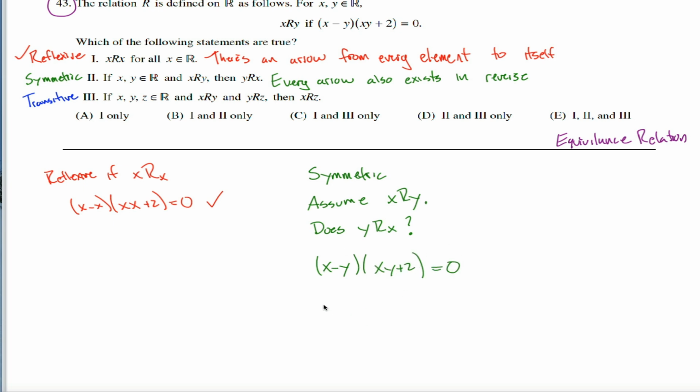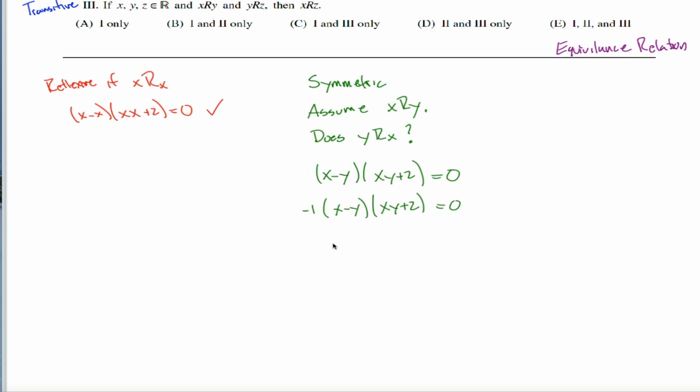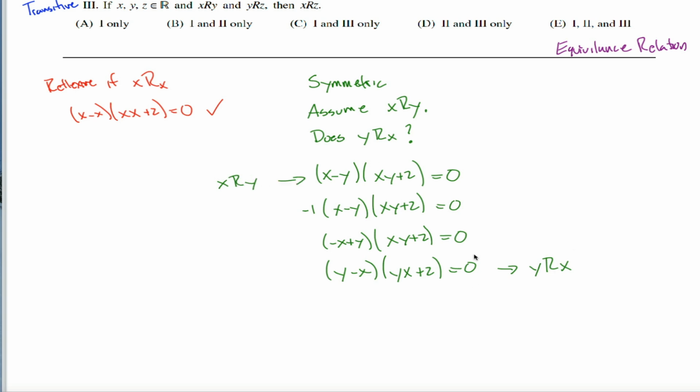If we multiply both sides of this equation by -1, we get this equivalent statement. Distribute this -1, we get here, and then take advantage of the commutativity of addition, -x + y is the same as y + -x, and the commutativity of multiplication, x times y is the same as y times x, and then stare at this and realize that this is exactly y R x. So we started out by assuming that x R y was true, and we end up proving that y R x is true. Looks like this thing is symmetric.